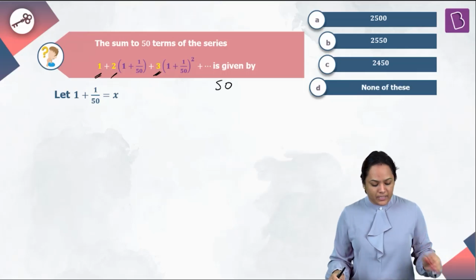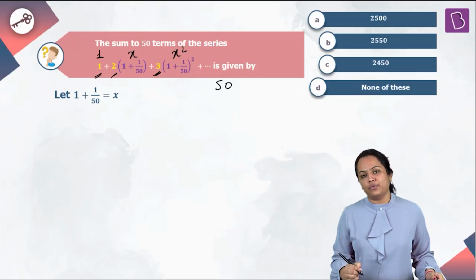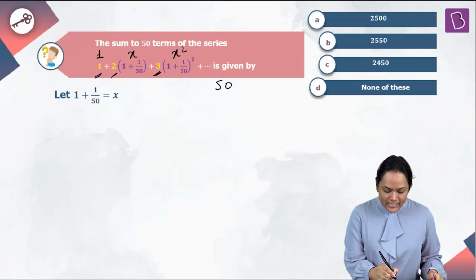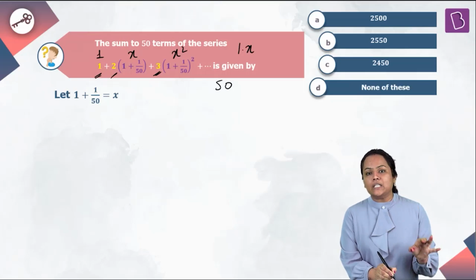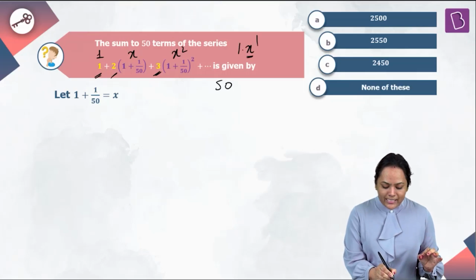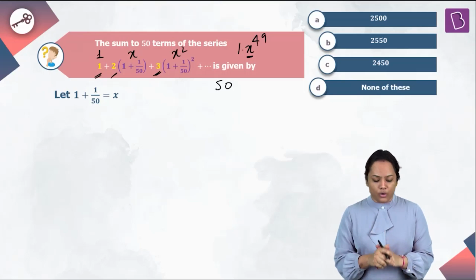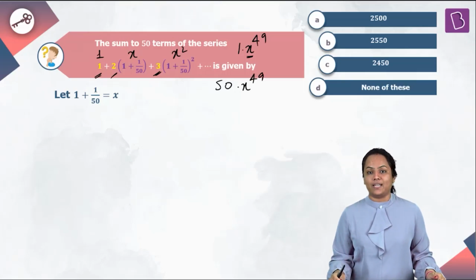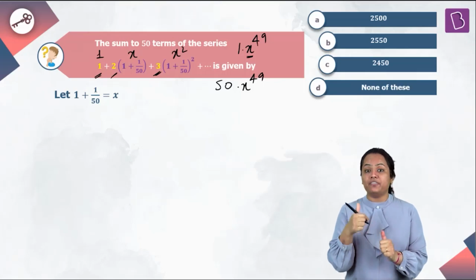Similarly, for GP, I have my first term as 1. Then I have X, then I have X square and so on. So what will be the 50th term for this? Well, what is the formula for general term of GP? Well, that is A multiplied by R raised to n minus 1. So for 50th term, it will be 1 multiplied by X raised to 49. So I have my 50th term of AGP. That will be 50 multiplied by X raised to 49. Clear? Okay, so now I have my AGP, I have my 50th term also.